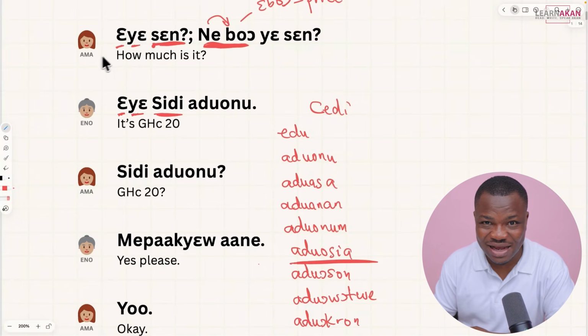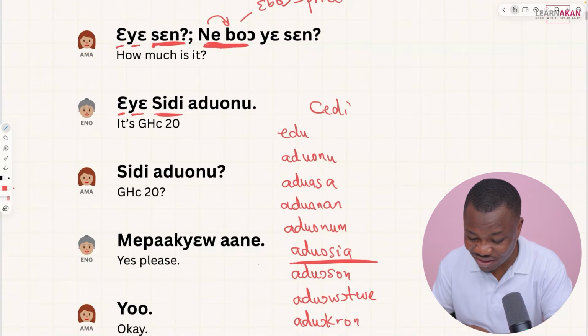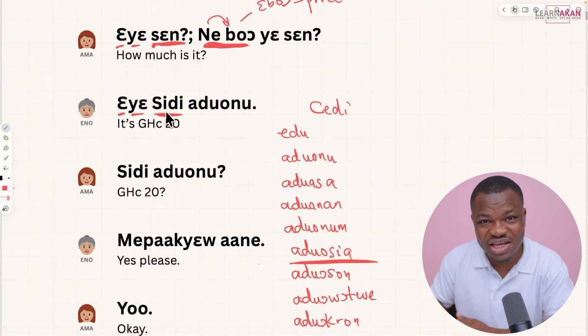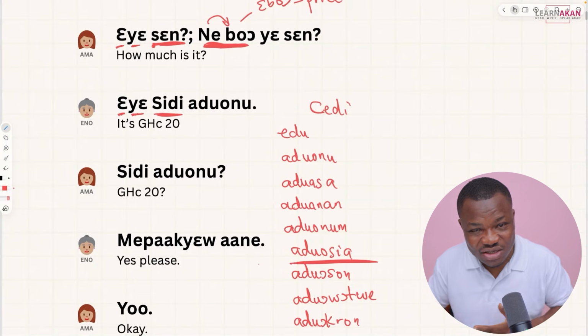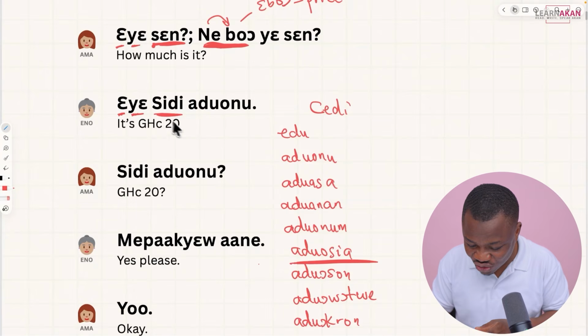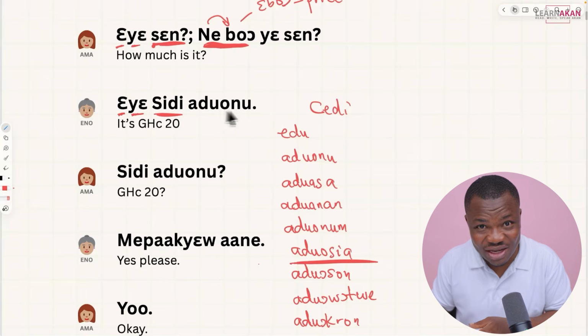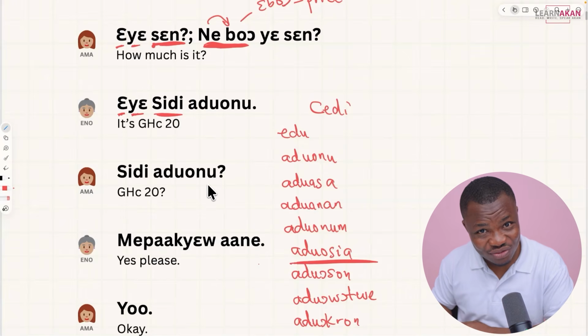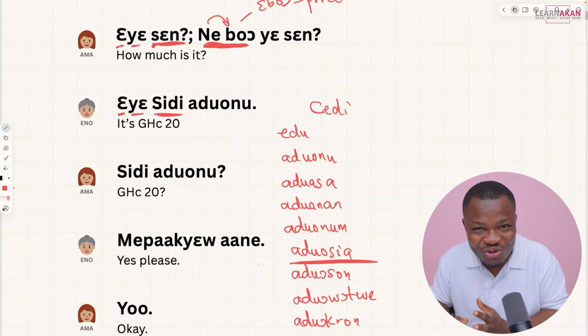So Amma had asked, or Nebuwe is saying, how much is it? How much is the price? Eno responded to that with eye cedi aduonu. It is 20 cedis. So that is the response. That is the answer. But Amma goes on to use that response, the cedi aduonu, as a question. So she asks, cedi aduonu? And pay attention to the tone of this.